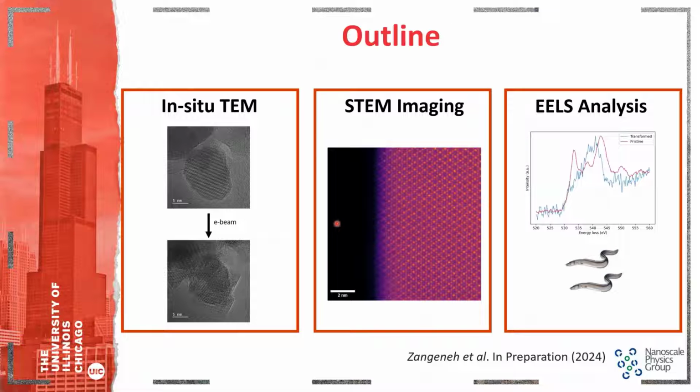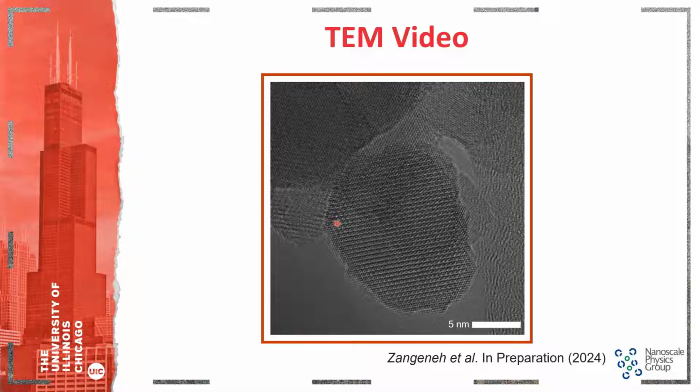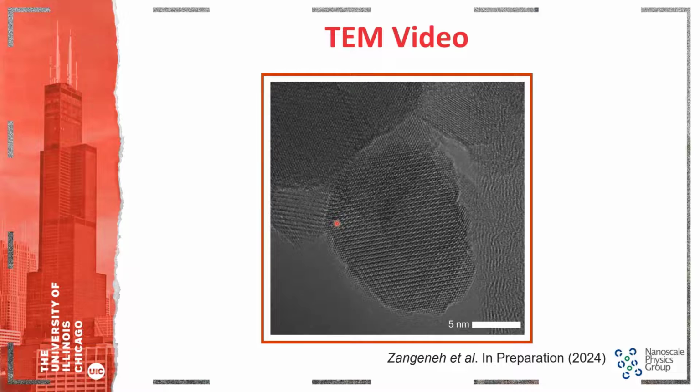So let's get into the science. In today's talk, I'm going to point out three different parts of this research: the in situ TEM, STEM imaging, and EELS analysis. In this video, we're going to take a look at the effect of the electron beam on the sample and the dynamics of the creation of this second phase on top of the spinel structure that we have.